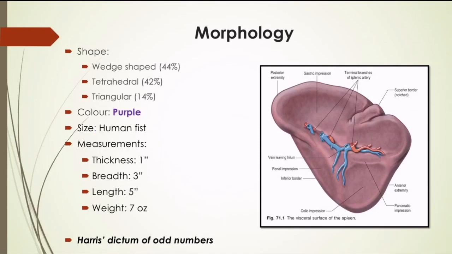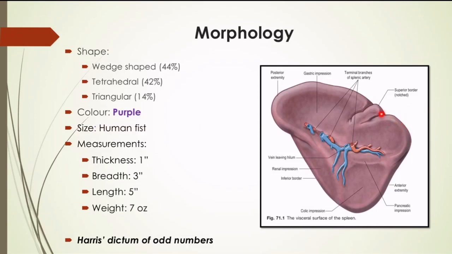Morphology: it is a wedge-shaped organ. Some other variants include tetrahedral 42% and sometimes, very rarely, triangular in shape, which is 14%. The color is purple. The size is that of a human fist, and the measurements are: the thickness is 1 inch, the breadth is 3 inches, the length is 5 inches, and the weight is about 7 pounds. And this can very well be remembered by what is known as the Harris dictum of odd numbers: 1 inch thick, 3 inch broad, 5 inch long, 7 pounds heavy, and 9 to 11. That's between the 9th to 11th ribs.